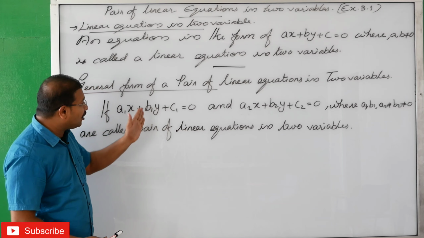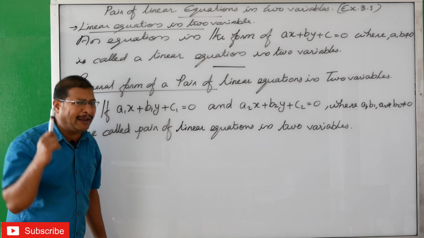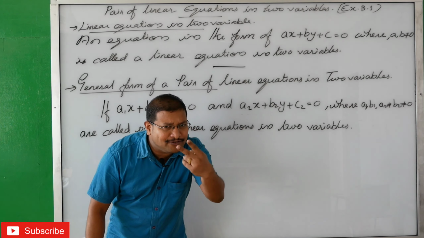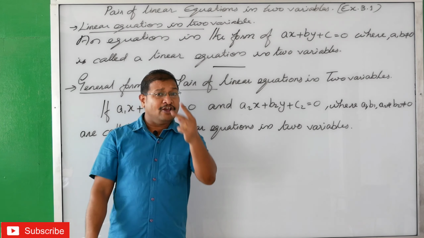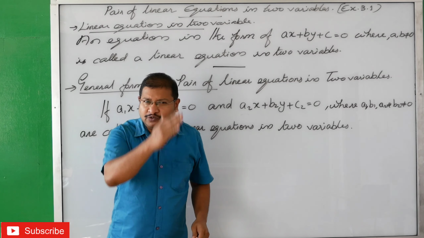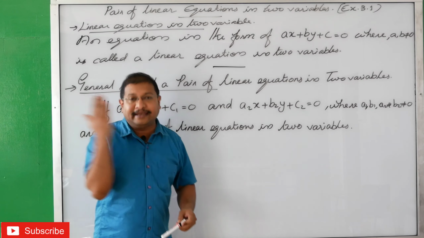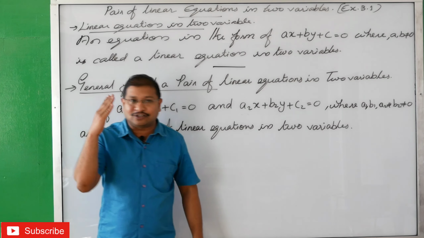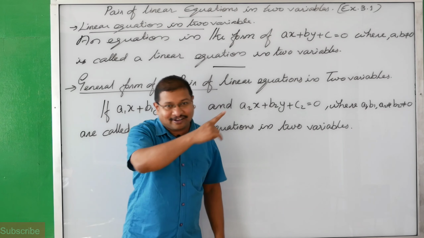Ready? That means we are getting two equations. That is what pair of equations is. Pair means, I hope you know that, two. That means a pair of equations means two linear equations. Next one, when you solve these linear equations on a graph paper, we are going to get a straight line that shows that they are linear equations.